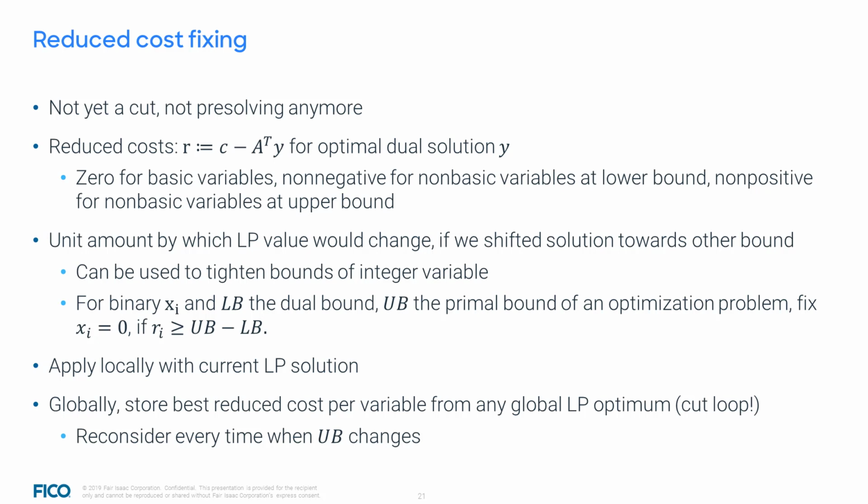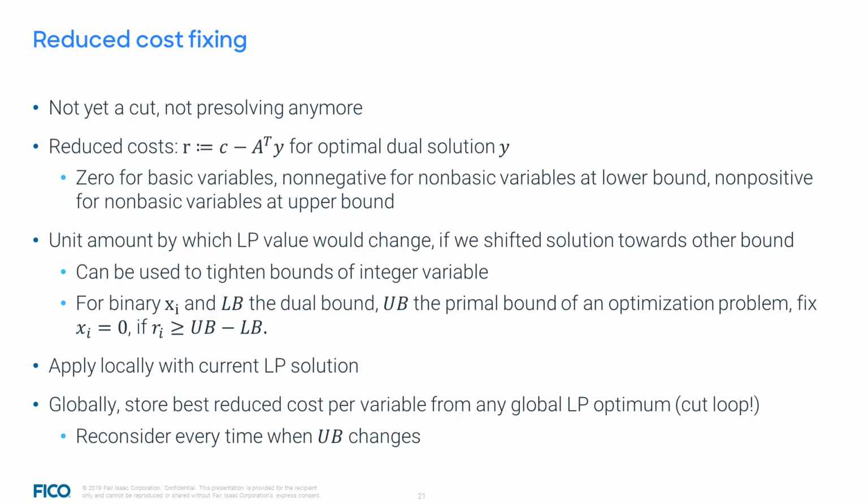This is because, if the variable is currently at 0, and we wanted to bring it to 1, the value of the objective function would be at least the lower bound plus the reduced cost, hence larger than the upper bound. So, there can be no improving MIP solution which has this variable at 1. This is what the reduced costs tell us.